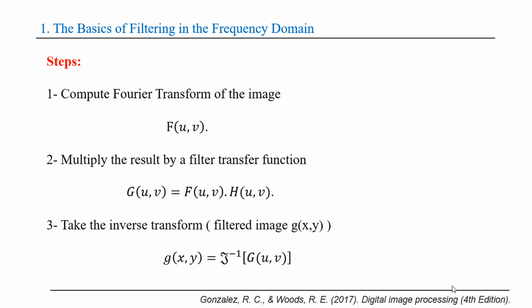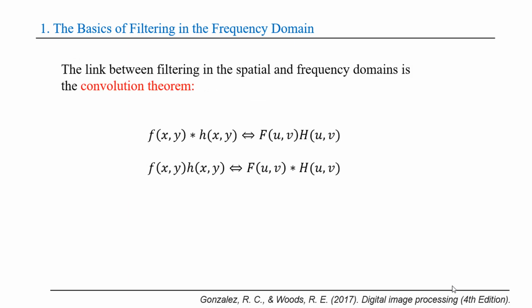The steps are as follows. 1. Compute the Fourier transform of the image, F(u,v). Second step is multiplying the result by a filtering transfer function, F times H. Last step is to take the inverse transform to get the filtered image.